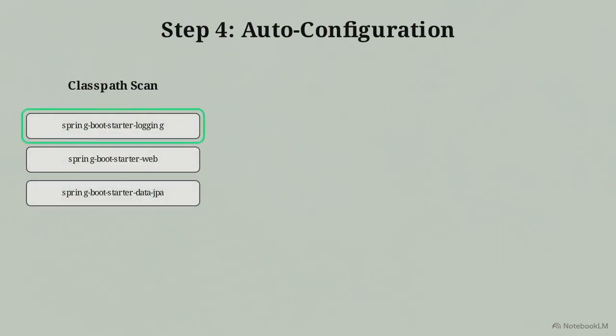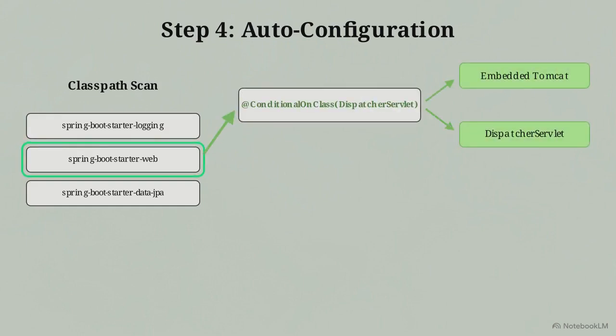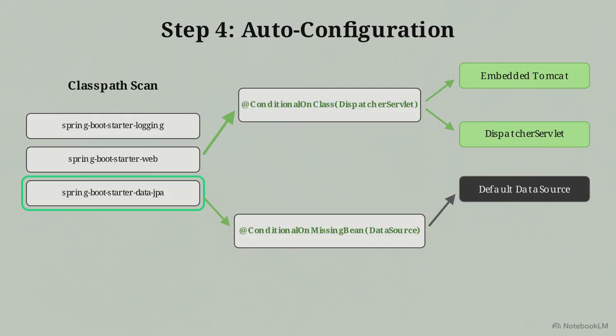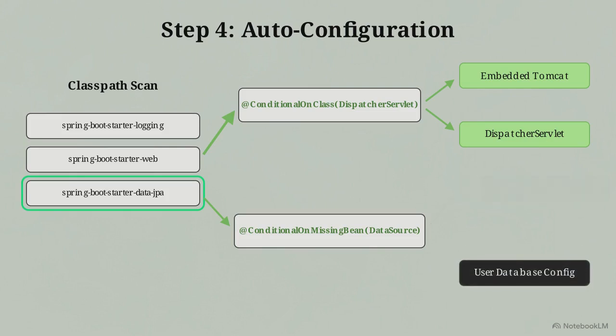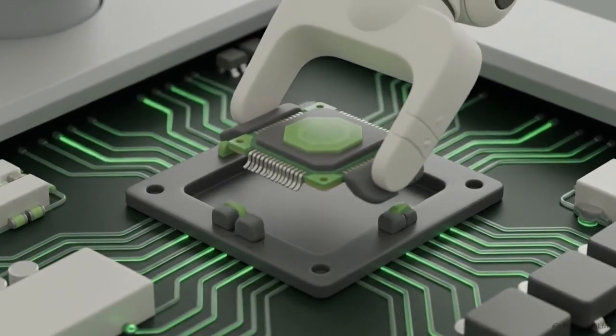In step 4, auto-configuration kicks in. By checking your project's jar files, Spring Boot makes architectural assumptions. If it sees the web starter on your classpath, it automatically configures a web environment and a dispatcher servlet. If you define your own custom database connection, the framework detects it and gracefully backs off, prioritizing your specific setup over its default settings. Step 5 uses dependency injection to finish the assembly.